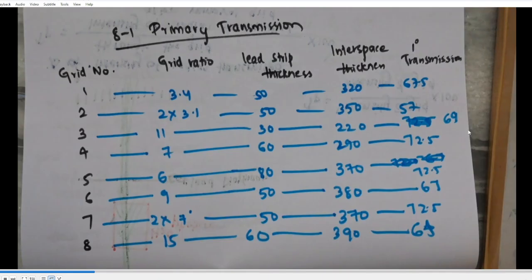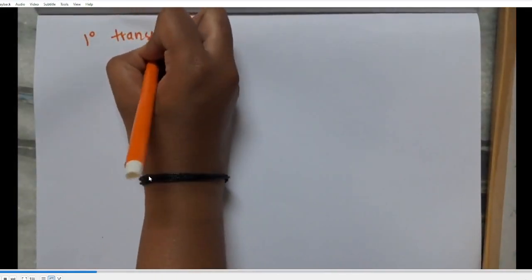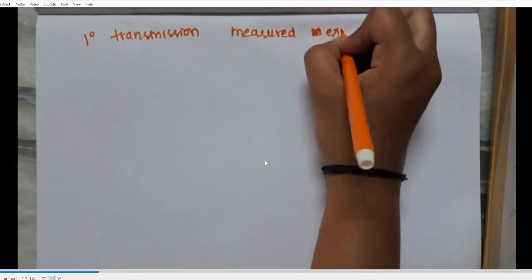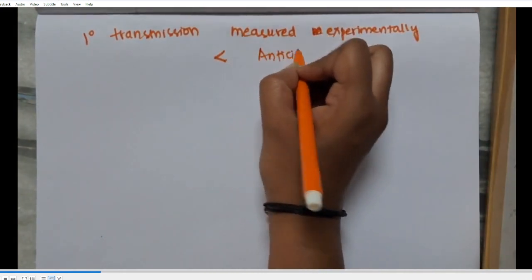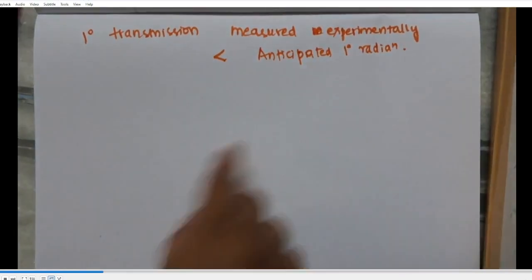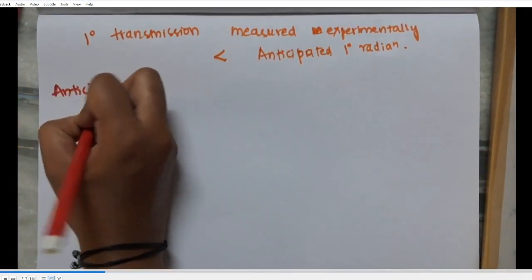The primary transmission is generally lower for crossed grids. These two are the crossed grids with 2 dimensions. These are linear grids. For crossed grids, the primary transmission is lower when compared to normal linear grids. The primary transmission as measured experimentally is less than would be anticipated.